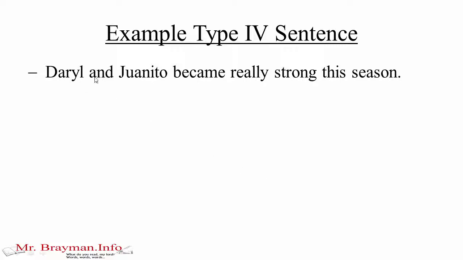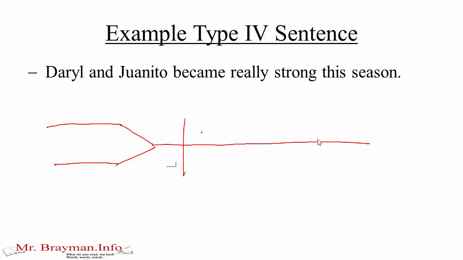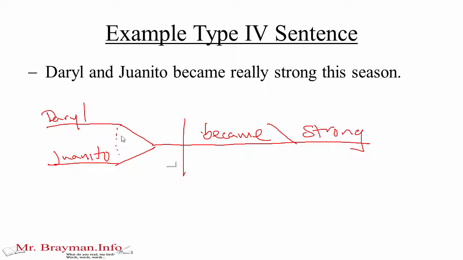All right, this time looks like we have a compound subject, right? And I can just tell by looking at it, right? Daryl, Juanito became strong. So that's the core of the sentence right there. The rest of these are just modifiers. We have a conjunction. And let's see, what is really, really is modifying strong.